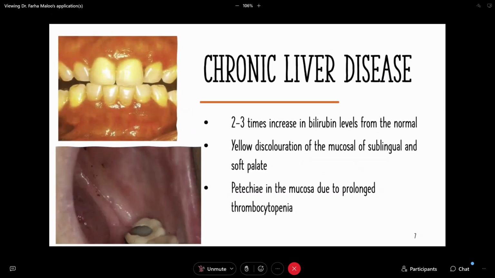Now we will look at patients who have chronic liver diseases. In these patients, when the bilirubin levels increase to 2 or 3 times that of the normal levels, there will be yellow discoloration of the mucosal surfaces, especially in the sublingual region and the soft palate. Chronic liver diseases will result in prolonged thrombocytopenia or decreased platelet counts. This will cause petechia formation in the mucosa of the oral cavity as evident from this picture.